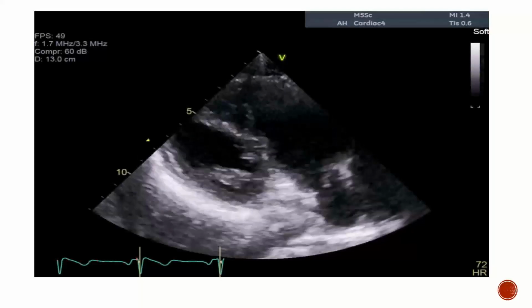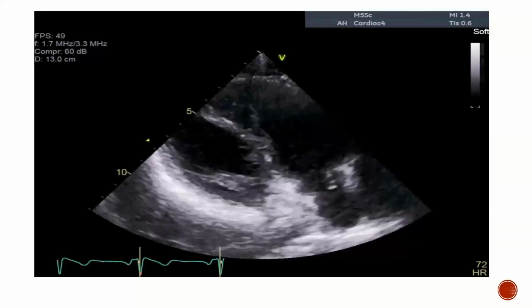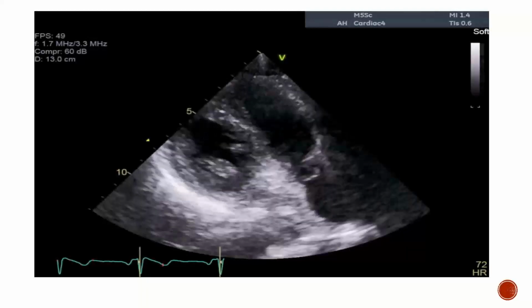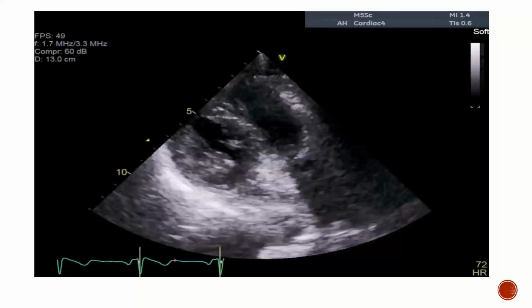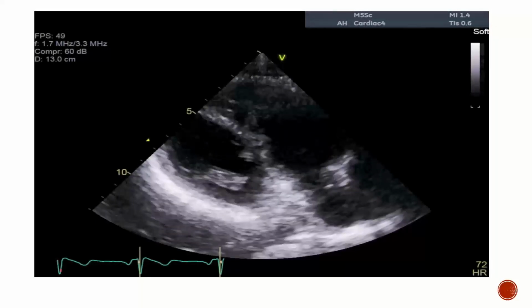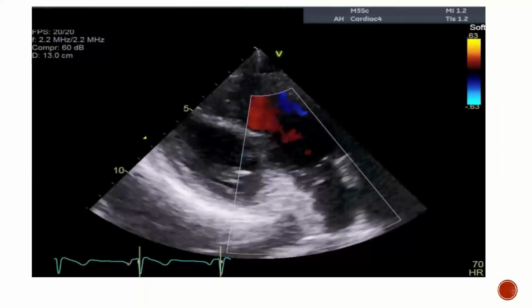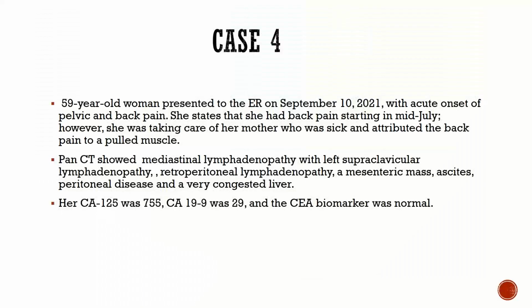Again, this patient had another feature of pulmonary valve thickening, as you can see. So the pulmonary valve looked thickened and with restricted opening, and some mild pulmonary stenosis. So this is a case of carcinoid syndrome.